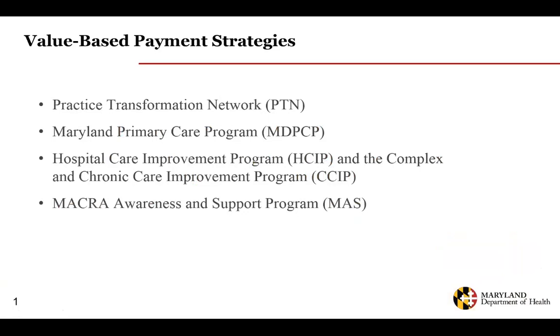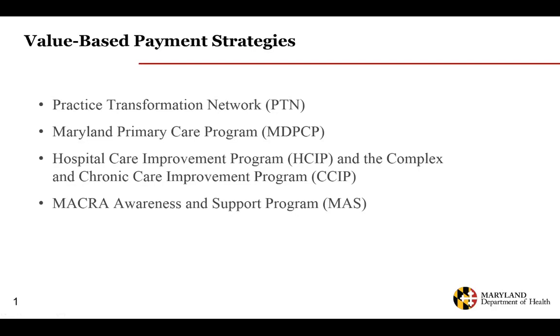2 other programs that are done through the HSCRC are called the HCIP and the CCIP. The Hospital Care Improvement Program is for physicians that are employed by hospitals, and the Complex and Chronic Care Improvement Program is done through the hospitals with providers that they work with, primarily using the CCM billing code. And then this program that you're participating in today, the MACRA Awareness and Support, which includes monthly sessions that are informational as well as information that is online. We can go to the next slide.